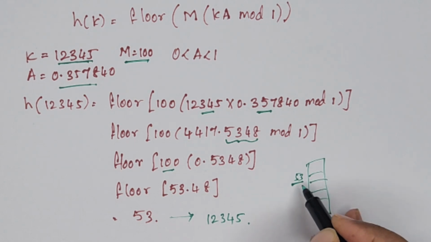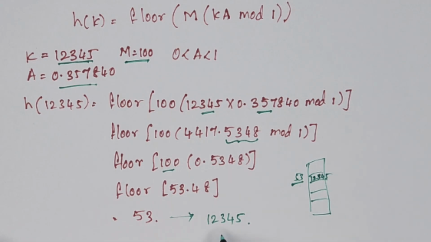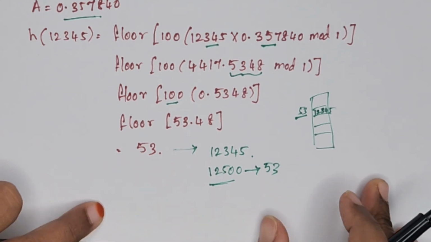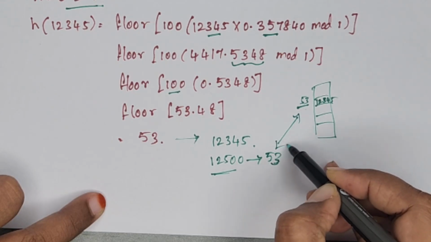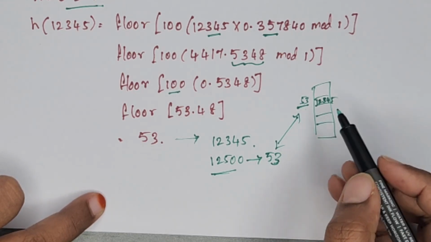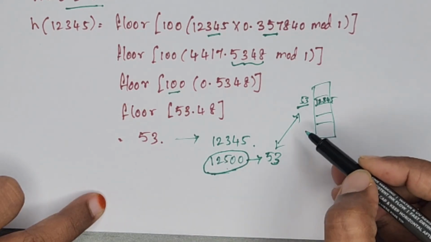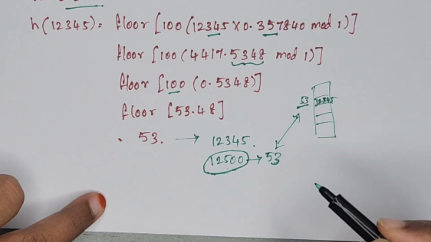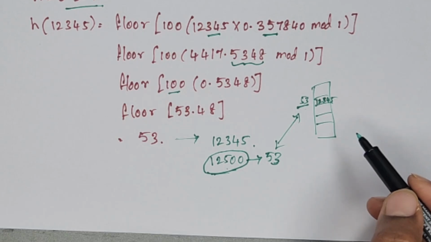Collision resolution means you have to find the next location where we have to store it. See, in location 53 I have already stored 12,345. For example, another number is 12,500. For this number also, if I get the same index, 53, then this situation is called a collision. Collision resolution means where we have to store the next number 12,500, we have to find the next empty location. How to find the next empty location, there are different methods. Those are called collision resolution methods.